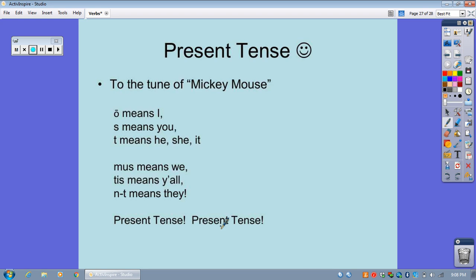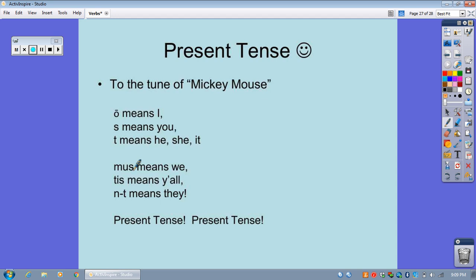And so, here we have our verb endings. And there's the tense down there at the bottom. And here is what each letter means. So it goes, O means I, S means you, T means he, she, it. Moose means we, tis means y'all, and T means they. Present tense, present tense. You have to say it like that or I'll get mad at you. All right, we'll practice that in class.